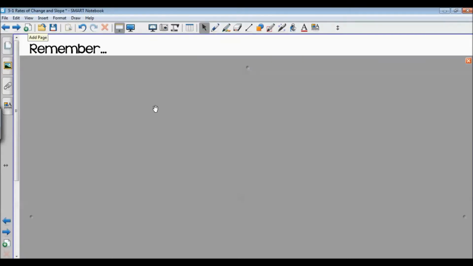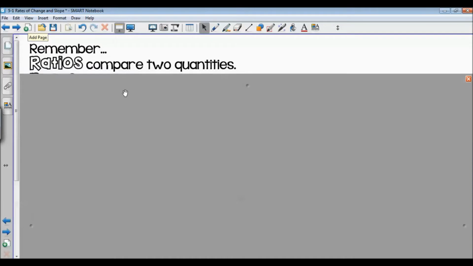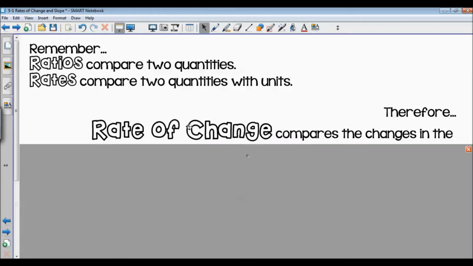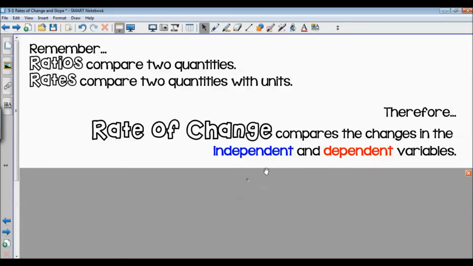So let's kind of flash back a little bit. Remember, ratios compare two quantities, such as 3 to 1, $3 to 1 gallon. And that would be the rate. The rate has the quantity with units in there. So therefore, a rate of change, so rate, it compares the changes, like we had a rate of dollars to gallons of gas. Rate of change compares the changes in the independent and the dependent variables.